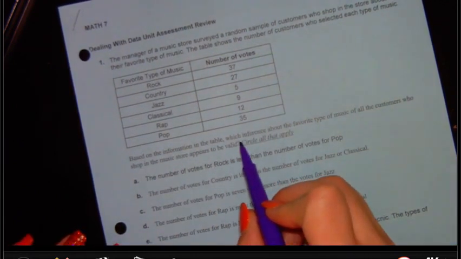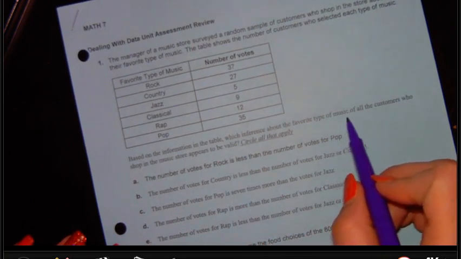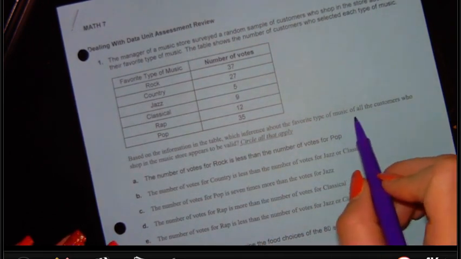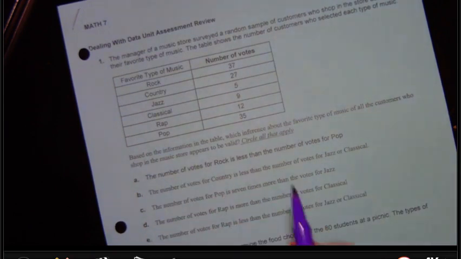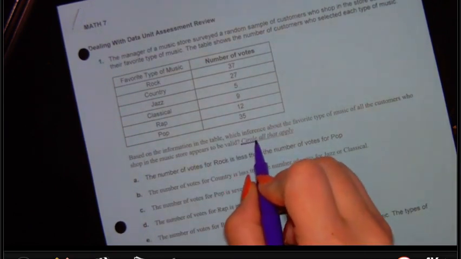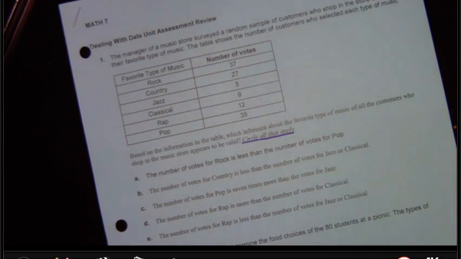Based on the information in the table, what inferences about the favorite type of music of all the customers who shop in the music store appear to be valid? Circle all that apply. That usually tells me that there might be more than one answer, but we shall see.